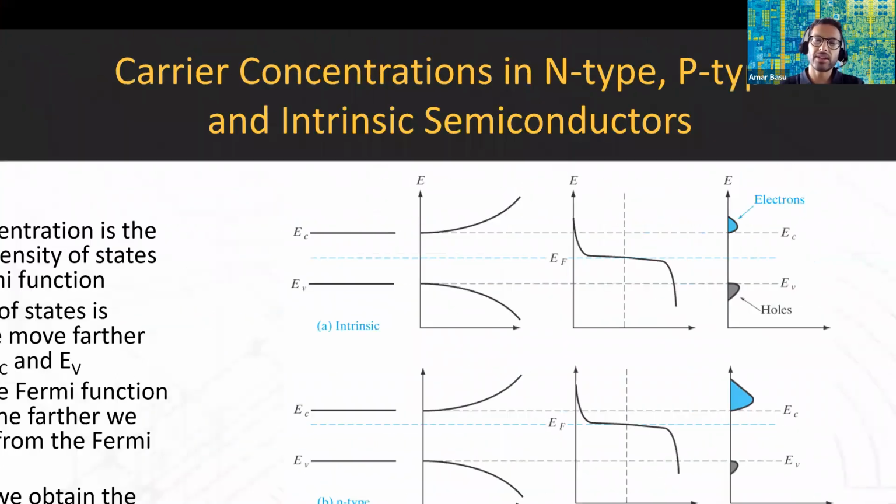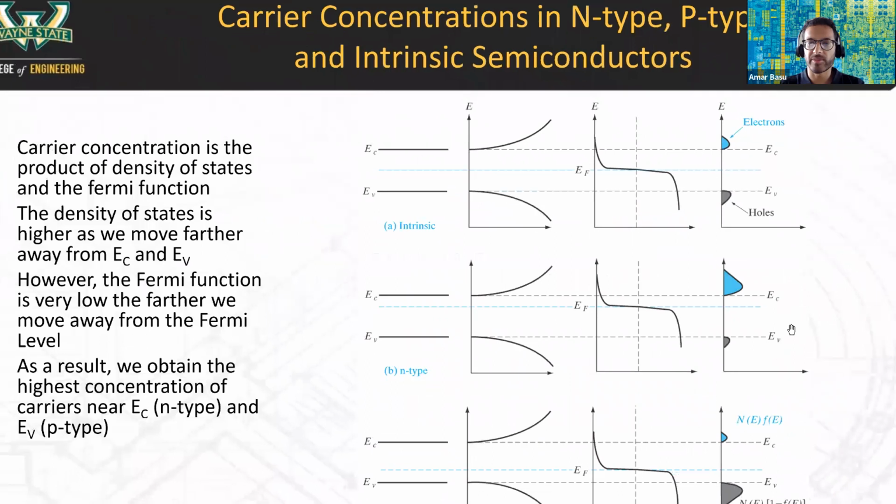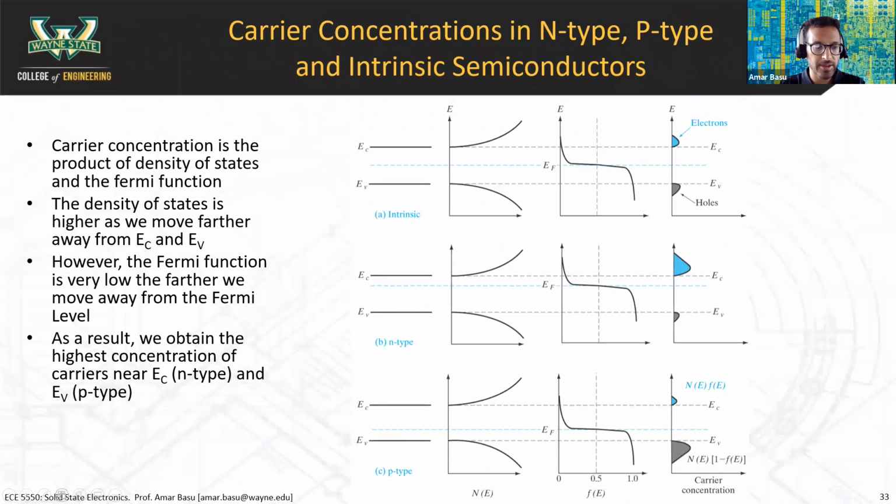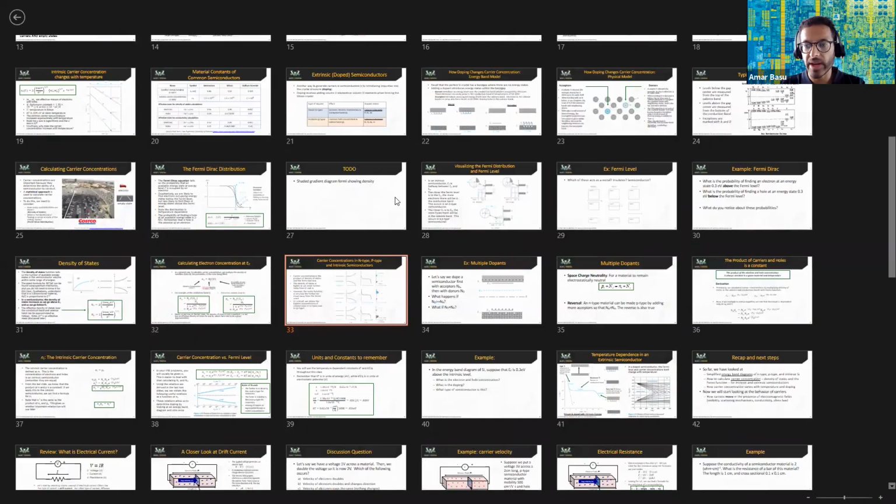So in an intrinsic semiconductor, we've talked about this before already, you have some electron concentration up in the conduction band, some hole concentration in the valence band. Okay, just to remind everyone, this corresponds to this mental picture that you'll have up here.